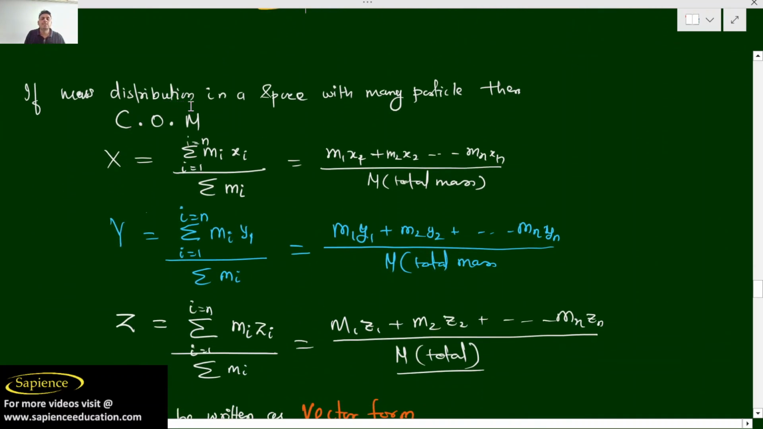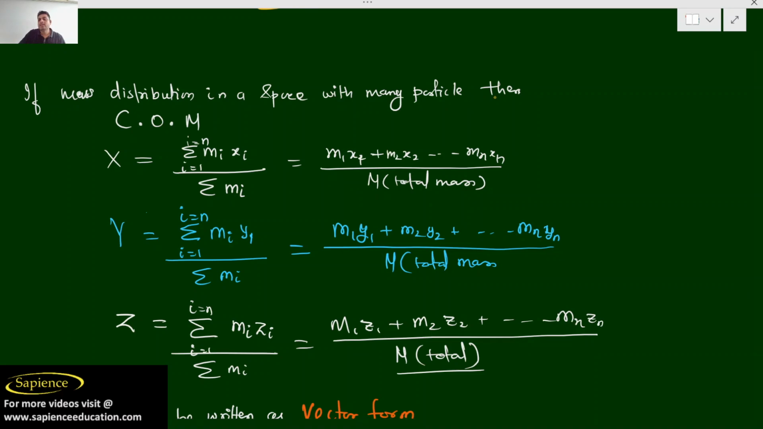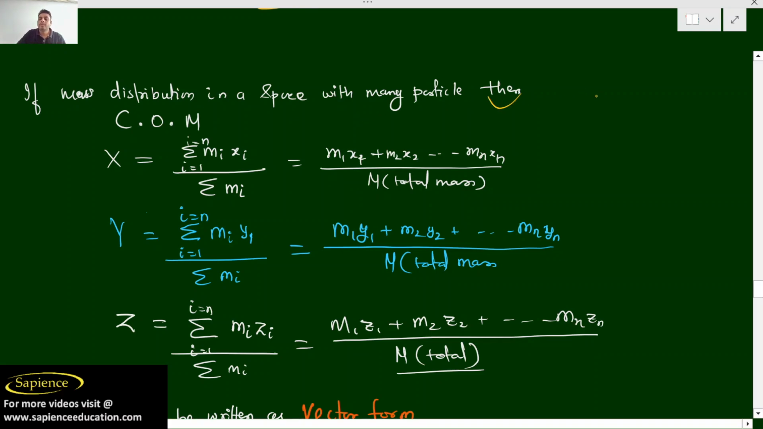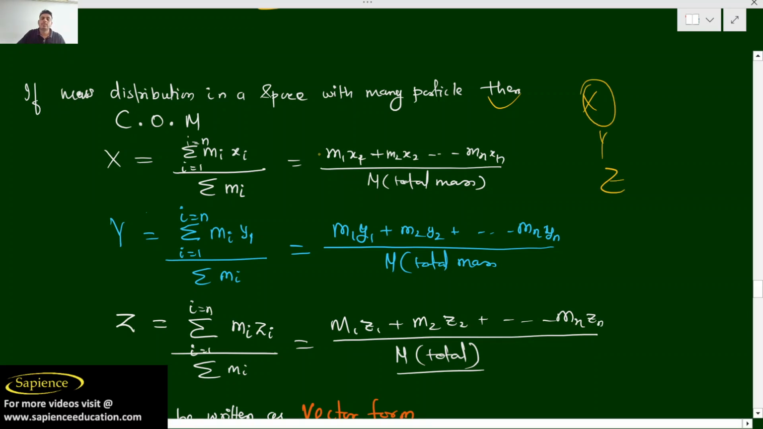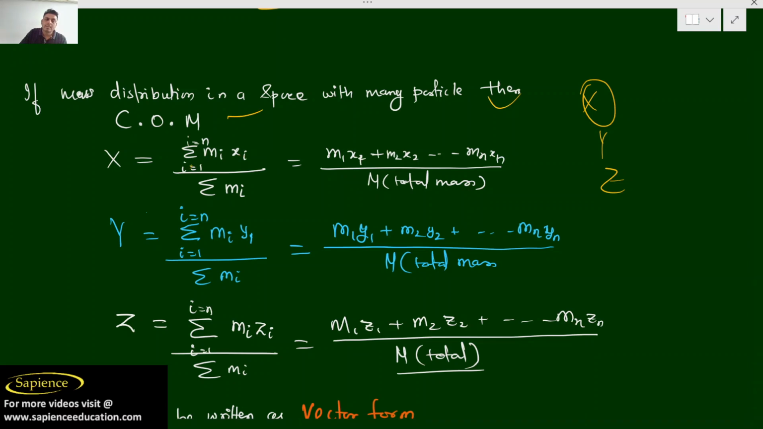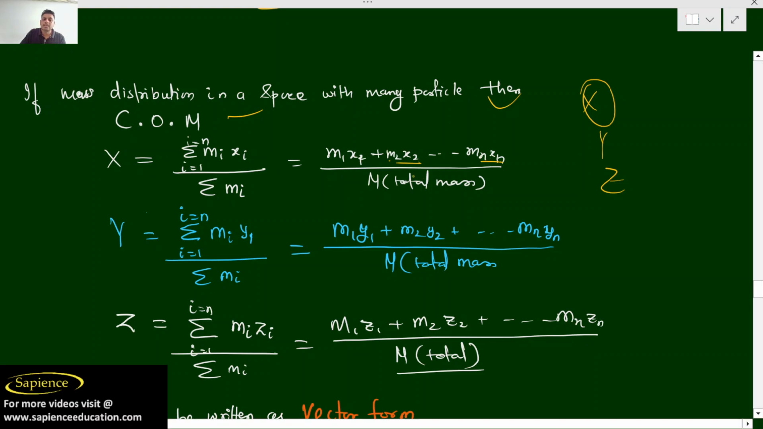Now, if there is a mass distribution in a space with many particles, how will you find x, y and z? If it is two particles, we have used two, but if it is n particles, then what will we use? We will use the summation of mi xi, from i equal to 1 to n, divided by the summation of mi. That can be written as (m1 x1 + m2 x2 + ... + mn xn) divided by the total mass. If you want to find the y coordinate, you have to use the same formula.